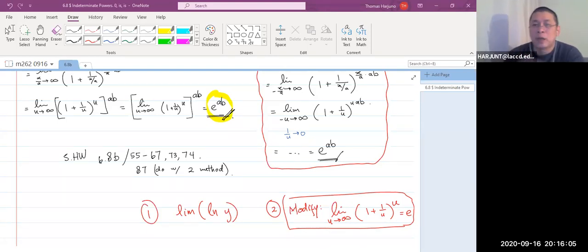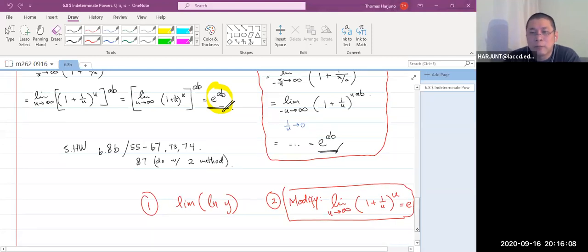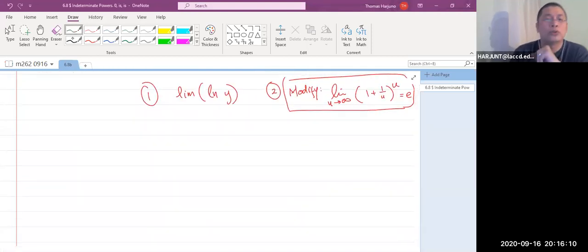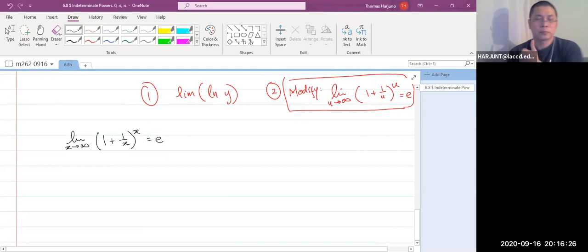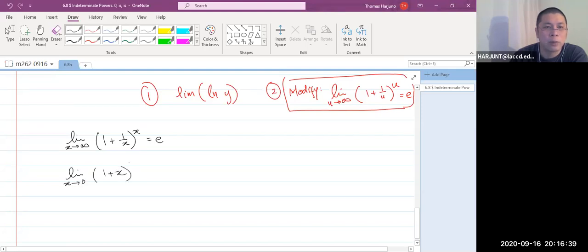I think before I move on to chapter 7.1, I would like to also show you the equivalent statement of what we had earlier. Limit x going to infinity of 1 plus 1 over x to the power of x. We know this equals e. But there's another one that is equivalent to that. Limit x going to 0 of 1 plus x to the power of 1 over x. This is also equal to e.